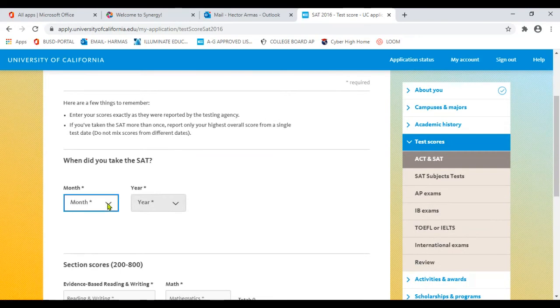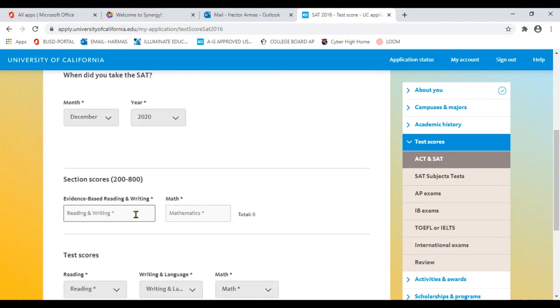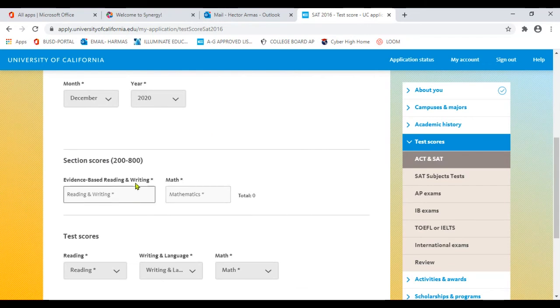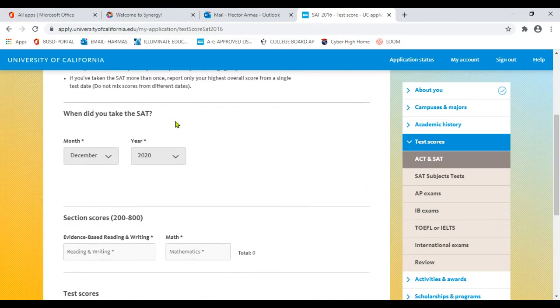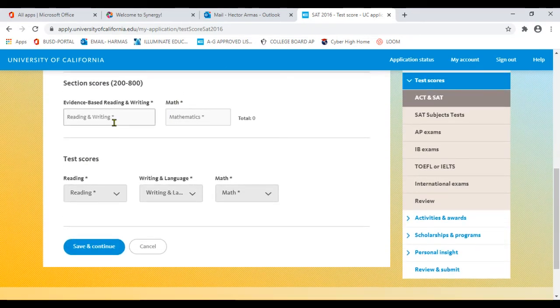In this case, I'm going to take the test in December of 2020, if you are planning on taking it. And then section scores, I don't have to include scores here because I plan to take it. Okay, but if you do have scores since you took the test say earlier when you were in the 10th grade, then you can report the test scores here.